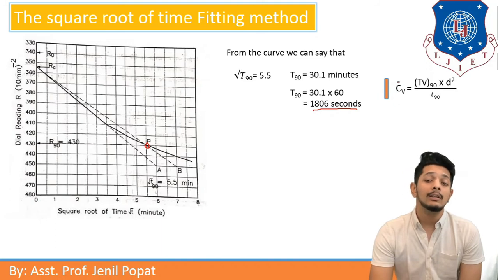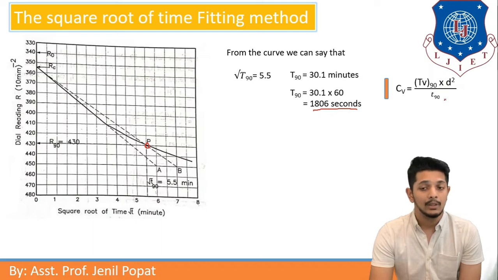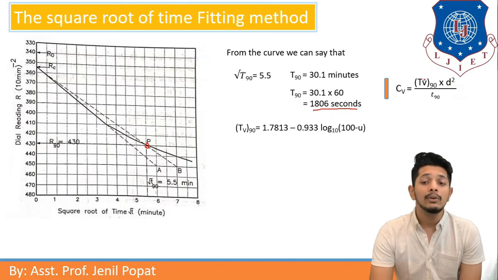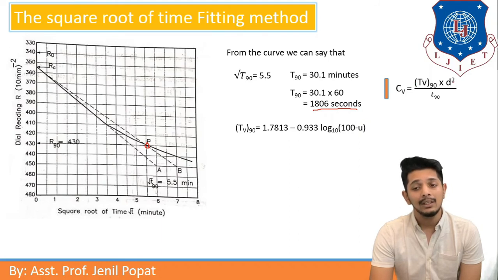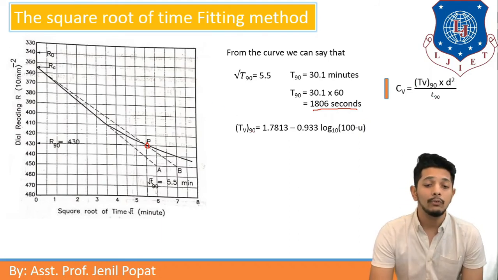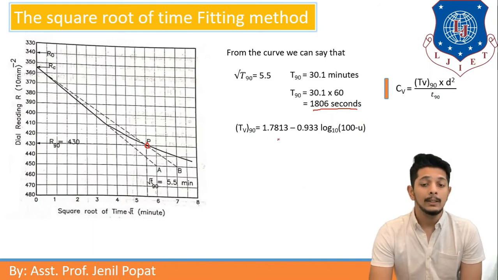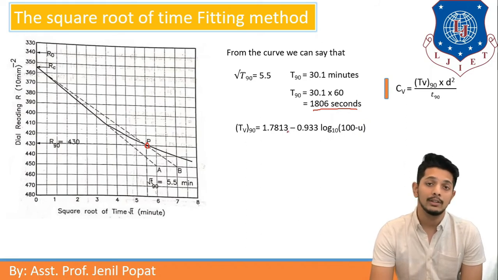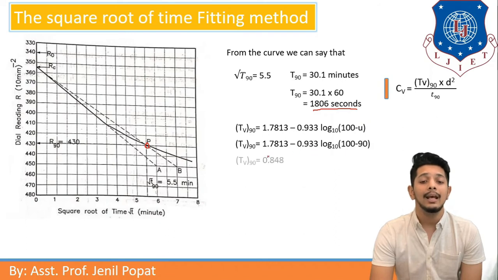From that we remember that Cv is equal to Tv90 into d squared by t90. This is again the older formula from Terzaghi's theory. We have t90 only. Now we need d as well as Tv. For Tv90 as the time factor, we have to use the formula for degree of consolidation greater than 60%. So I put the U value as 90 and I get Tv equal to 0.848.